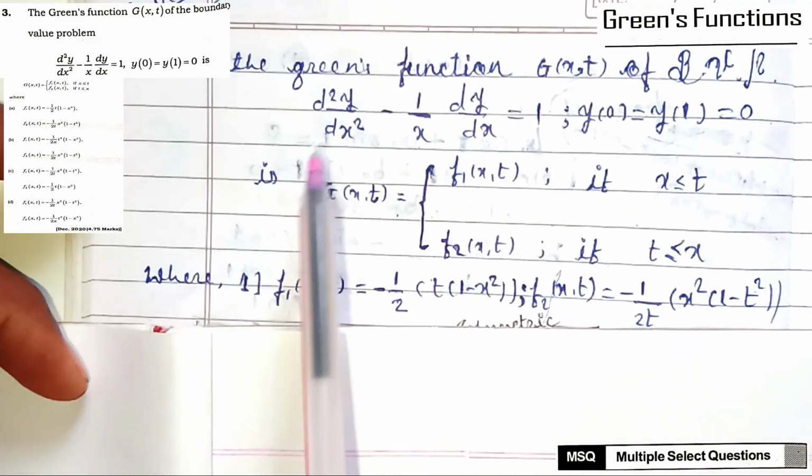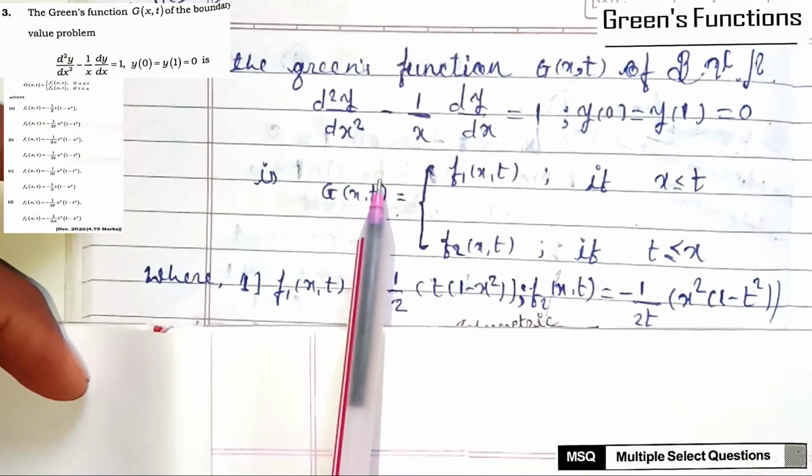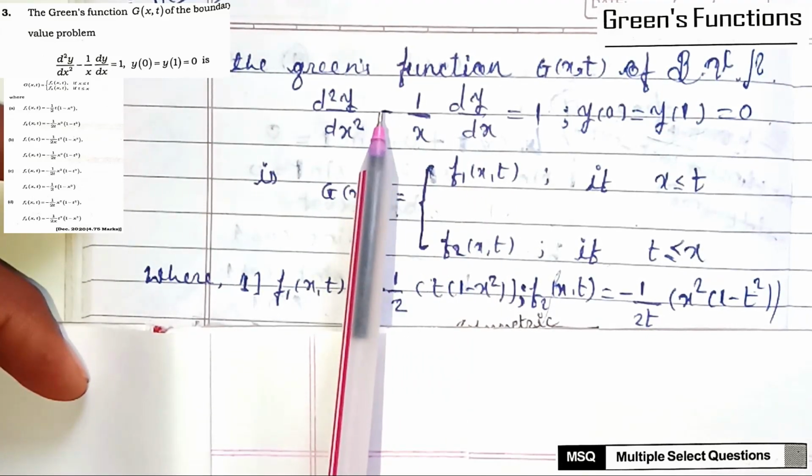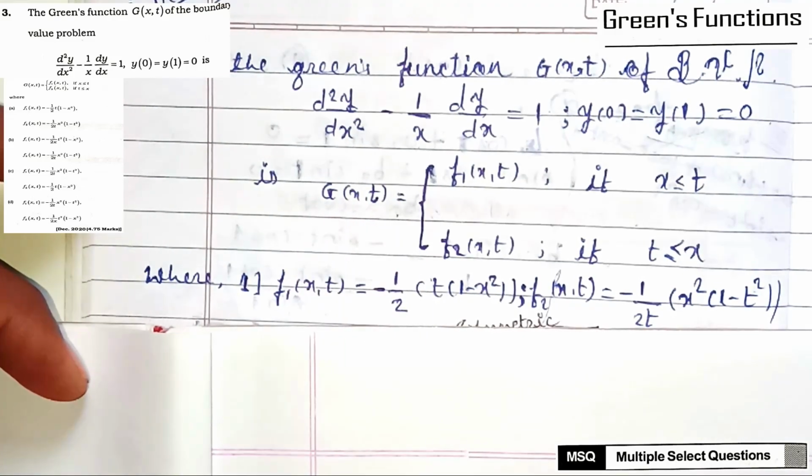So we have the boundary value problem, and the format of the Green's function that we get after solving it is g(x,t), and we have been given four options. We have to figure out which of the options is correct. This is a question from part C, worth 4.75 marks, which means multiple answers can be correct.